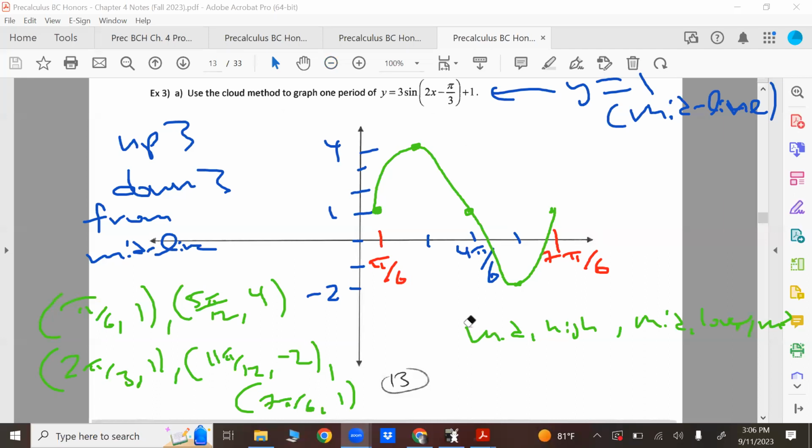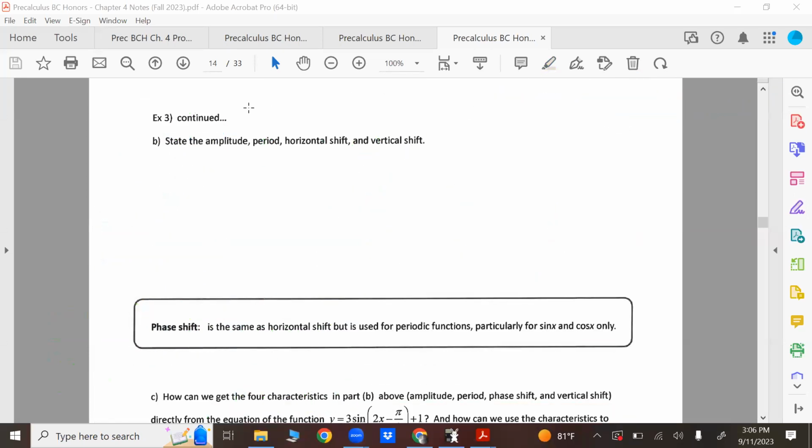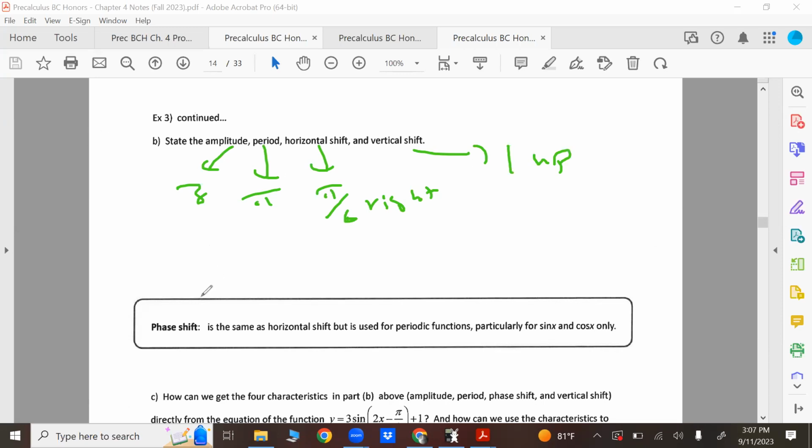Amplitude. I think it's being asked on the next page. Amplitude is going to be 3. Period is going to be pi. Horizontal shift was pi over 6 to the right. And the vertical shift was 1 up. So the horizontal shift is also called a phase shift. They're the same thing. So you hear the word phase shift, same thing as horizontal shift.